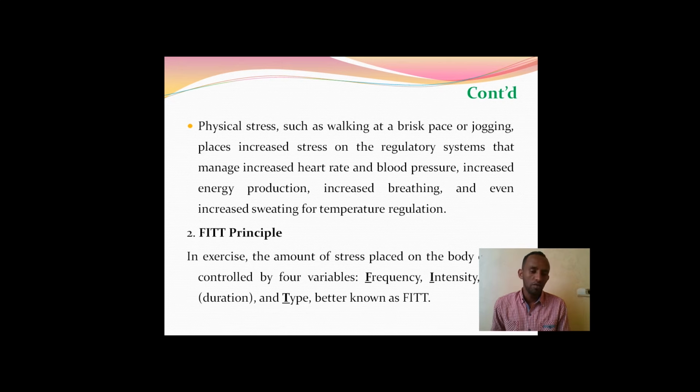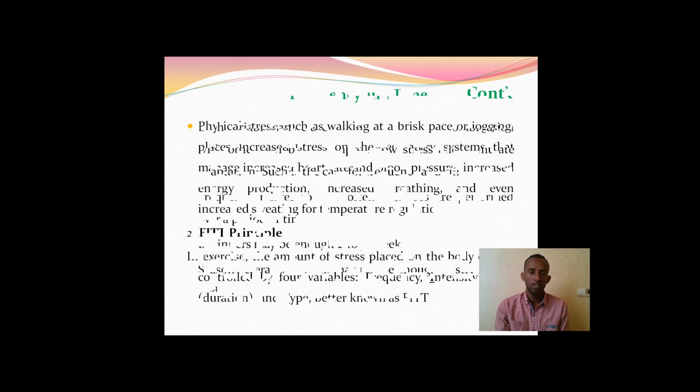The second principle, which is associated with the principle of physical fitness, is what you call the FITT principle. In exercise, the amount of stress placed on the body can be controlled by four variables. Normally, these are the controlling mechanisms for how much load you are exposing your body to. So the FITT principle is normally abbreviated: F for frequency, I for intensity, T for time, and again T for type of exercise, all right?